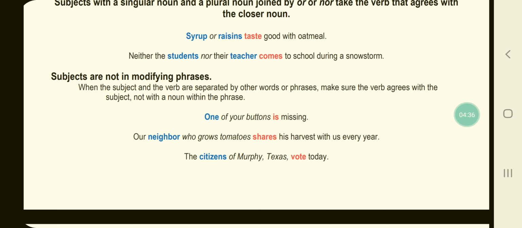Same, our neighbor who grows tomatoes shares his harvest with us every year. Now, our neighbor who grows tomatoes. Now children, we will take our neighbor, not who grows tomatoes. So the subject here is our neighbor, and that is singular. Therefore, the verb will also be singular.